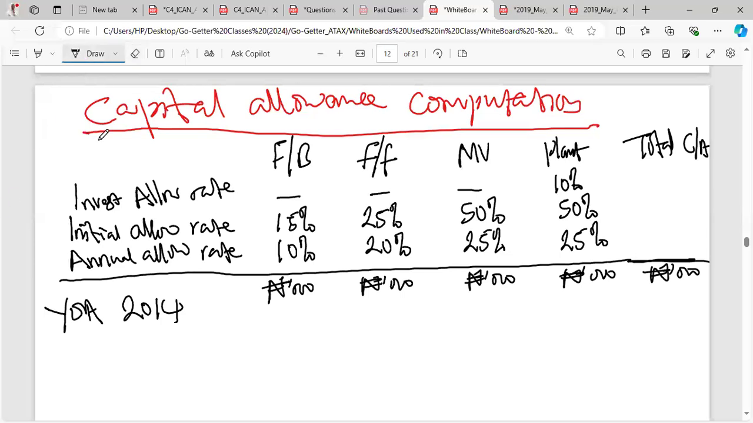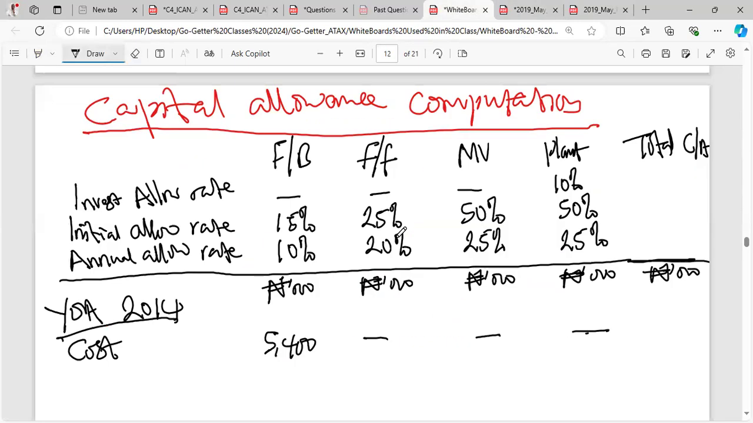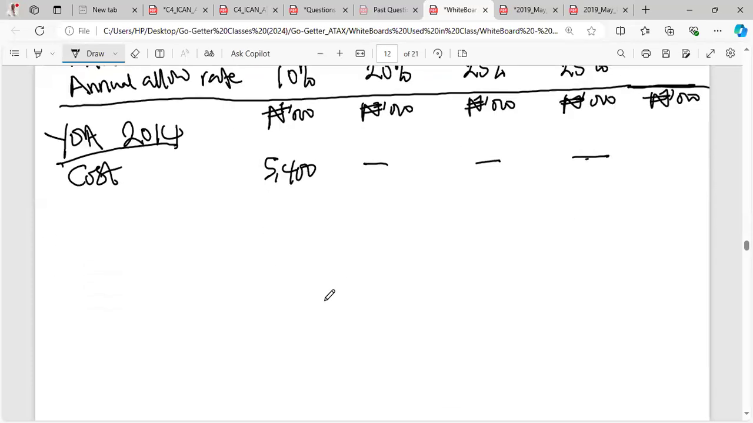We'll go down here and say cost, 5,400,000. These ones were not bought. And we were told that this factory building was purchased second hand. So we will not claim initial allowance. So just for formality, I will say initial allowance. Let me write initial so that we will not confuse it with investment. Initial allowance is going to be dash. I'll still put a dash here, dash here, dash here.